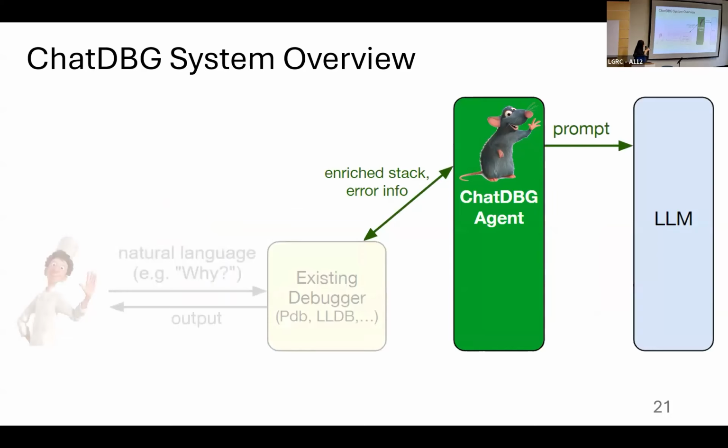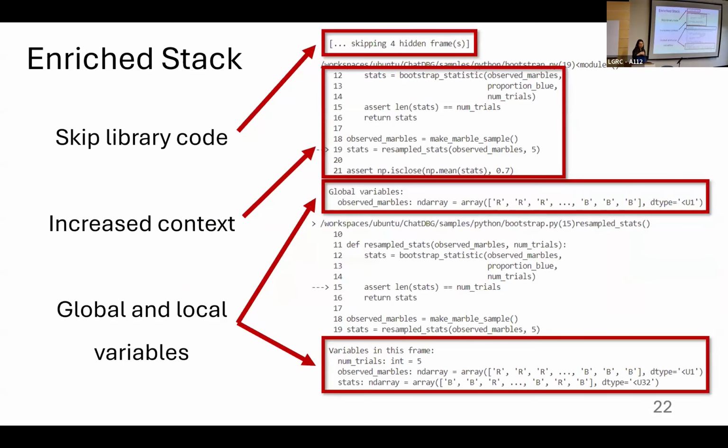And so ChatDBG allows us to ask these questions directly from the debugger interface. It then makes a call to the LLM, asking it your question and providing it with some initial information about the program that is gathered from the debugger. So this includes the error message, as well as something that we call the enriched stack trace. So what is the enriched stack trace?